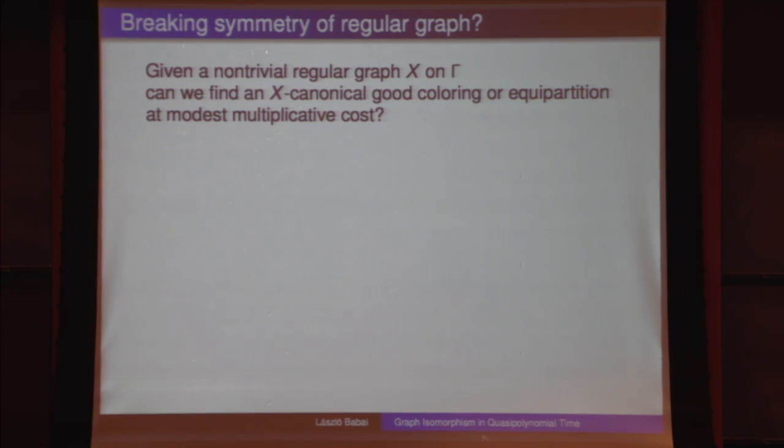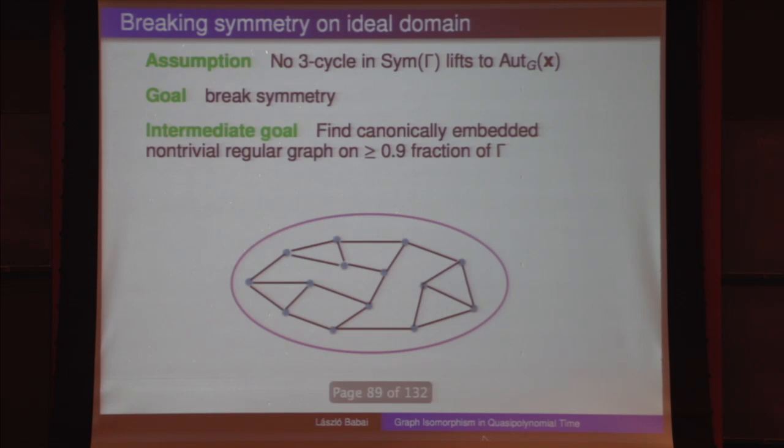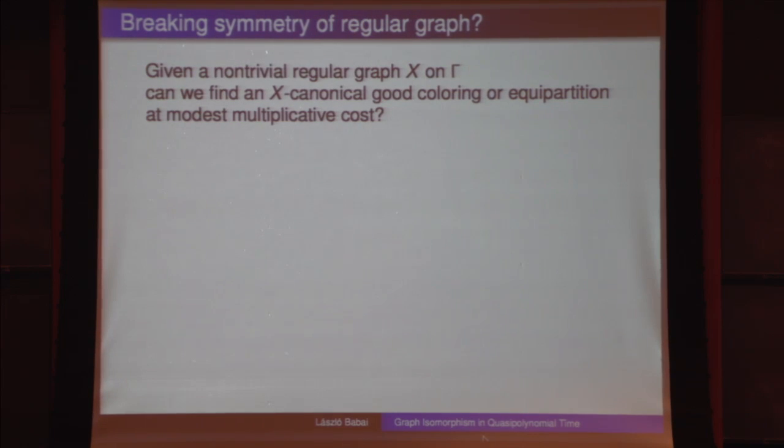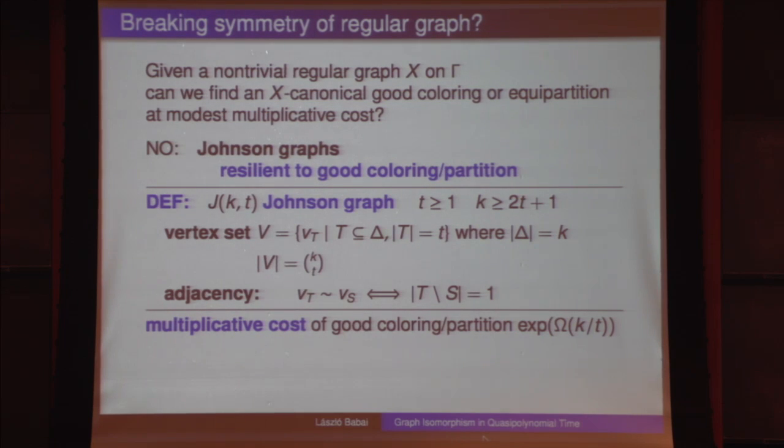Now the question is, once we have this graph, can we use it to find a canonical coloring or a canonical partition, just using this graph? I forget the original inputs, I just have this graph and try to reduce it. I can do individualization and refinement, whatever I want, and try to get a reduction. So the question is, can we find a canonical and good coloring or equipartition at a modest multiplicative cost starting from a non-trivial regular graph? And the answer is no. The Johnson graphs are tremendously resilient to good coloring or partition.